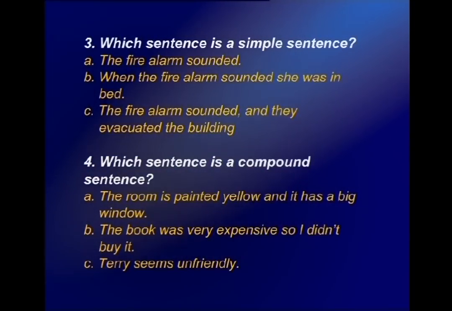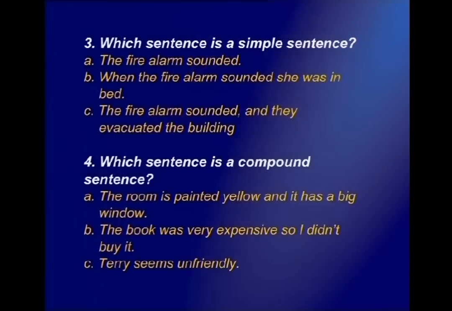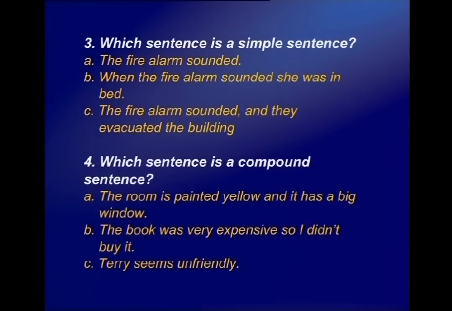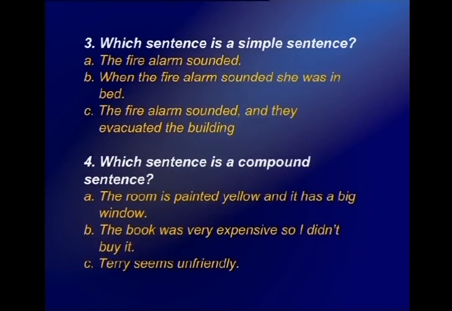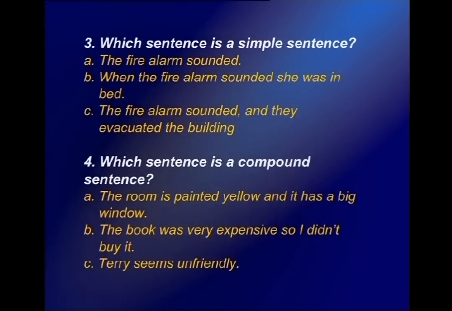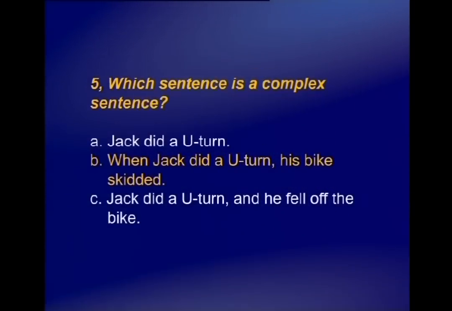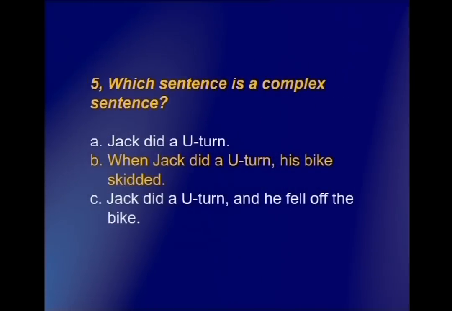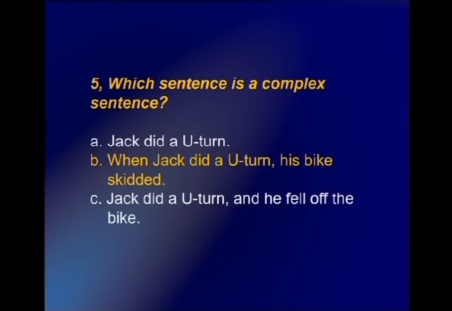Number four, out of the three sentences given to you, which one is a compound sentence? Look for the joining word and you will have the correct answer, A, B, C. Out of those three, it is number A and you have the joining word and. The room is painted yellow and it has a big window, right? And number five, which sentence is a complex sentence? A, Jack did a U-turn. B, when Jack did a U-turn, his bike skidded. C, Jack did a U-turn and he fell off the bike. Out of these, it is sentence B, which is a complex sentence.